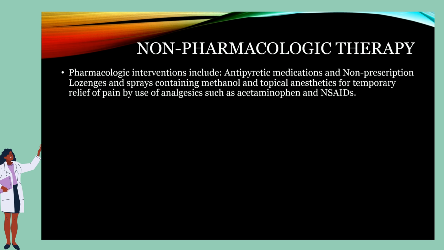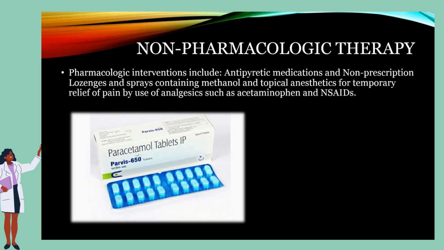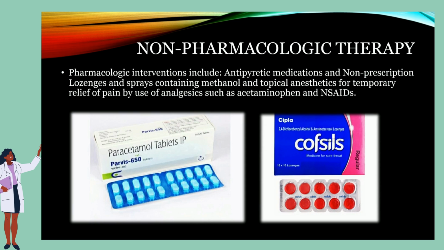And also we can use topical anesthetics for temporary relief of pain of the pharynx, and also analgesics like acetaminophen and NSAIDs can be used for pain relief. So here we can see in this picture, paracetamol can be given, which also comes in the form of 500 mg and 650 mg. And then we can give cough syrups or Strepsils, which contain 2,4-dichlorobenzyl alcohol and amylmetacresol lozenges. So basically this is medicine for sore throat, strep throat or pharyngitis.